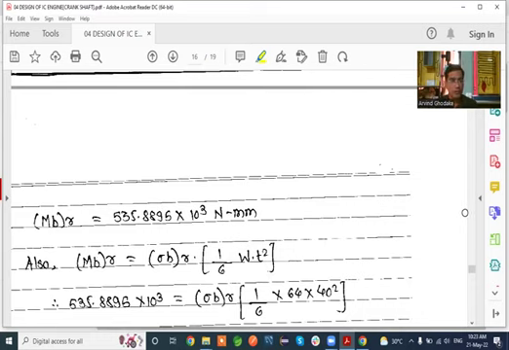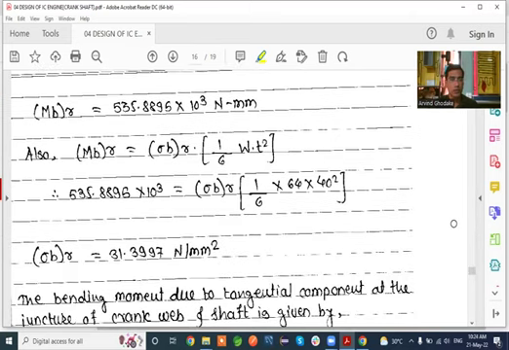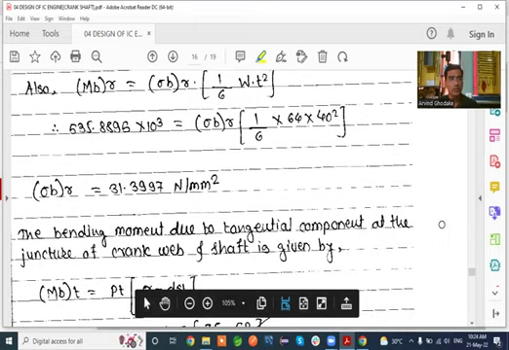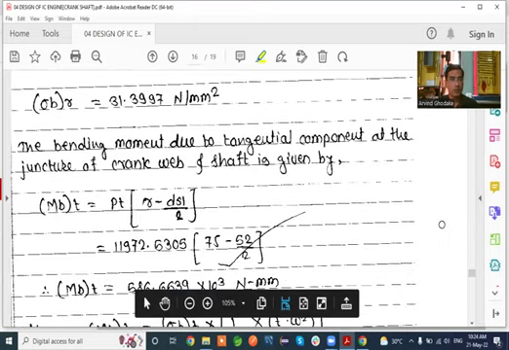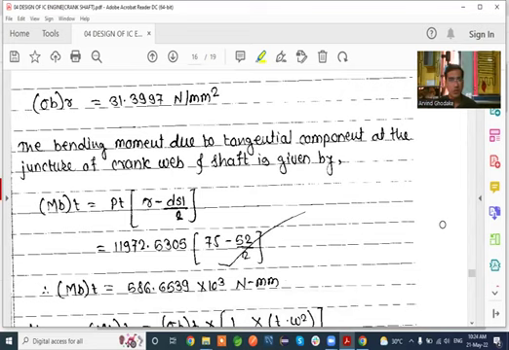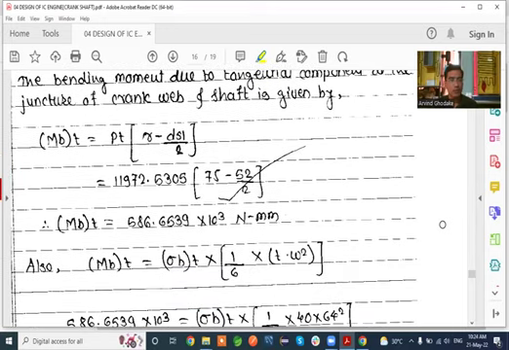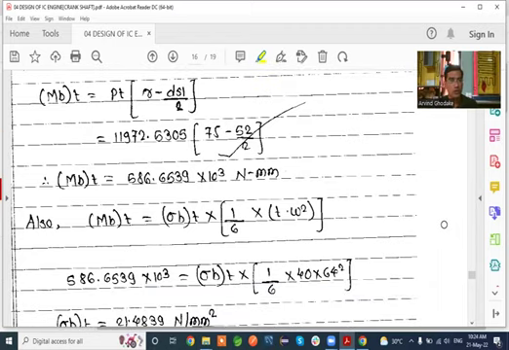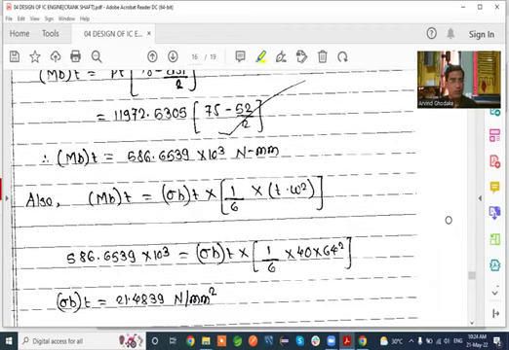Also, MBR is equal to sigma b into r into bracket 1 upon 6 and w into t square. Therefore, sigma br is equal to 31.39 Newton per mm square. Therefore, the bending moment due to the tangential component at the junction of crank web and shaft is calculated as 586.65 into 10 raised to 3 Newton mm. Also, it is calculated for sigma bt as 21.4839.